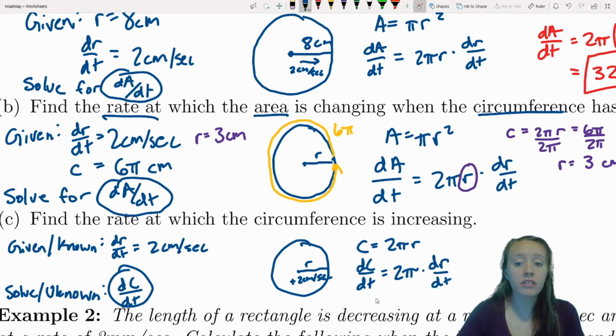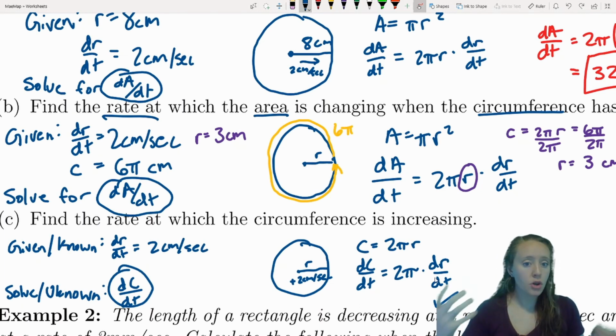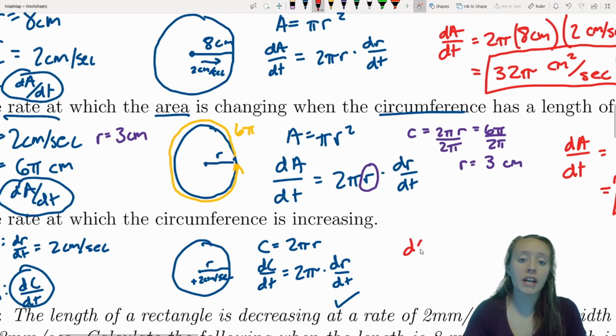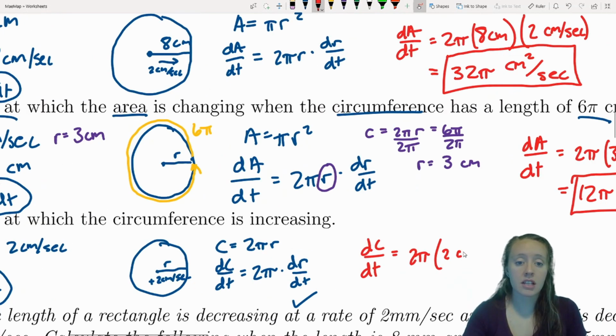Am I able to solve? Yeah, because I know dr/dt and there's no other unknowns besides what I'm solving for in my problem. So I'll just plug everything in to get that dC/dt. So the rate at which the circumference is increasing, that dC/dt, is equal to 2π times my 2 centimeters per second, that rate at which the radius is increasing. So dC/dt is going to be equal to 4π centimeters per second.